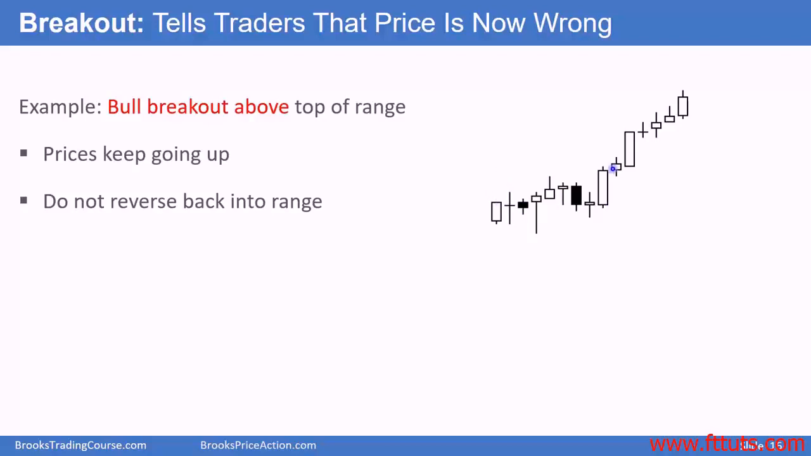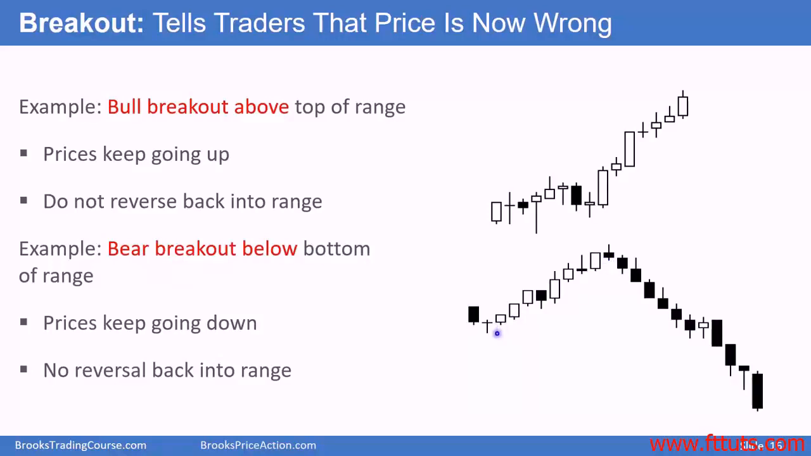Here's a trading range. We have a bull breakout above the top of the range. And then we have a follow-through bar with a bull body. Traders believe the breakout has been confirmed and that the price is going higher, and that it probably will not reverse back into the range.